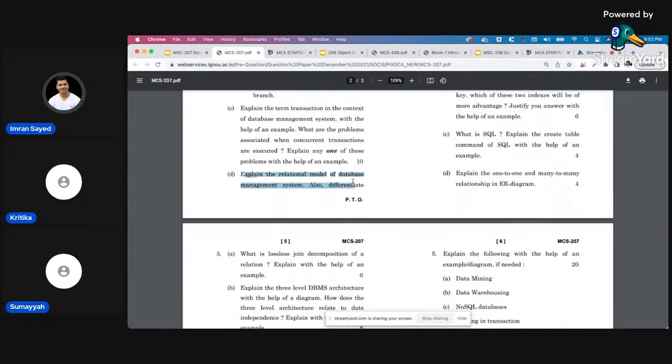Then we go to the relational model. So that's your 10 marks question. Then we go to the relational model of the database management system. So a relational database management system is basically based on the relational model, and it was designed by EF Codd. And there are different examples of the relational database management system. So there is MySQL, MS SQL, then you have Microsoft, Oracle, DB2. So these are the examples.